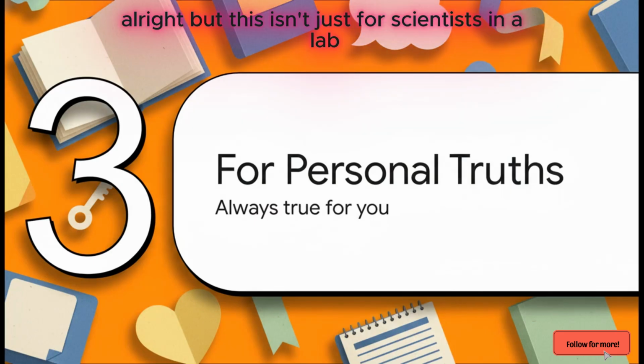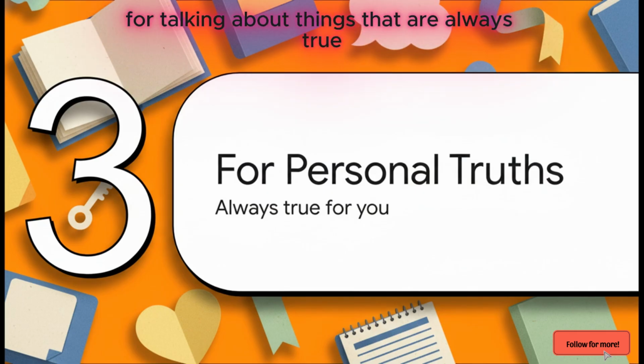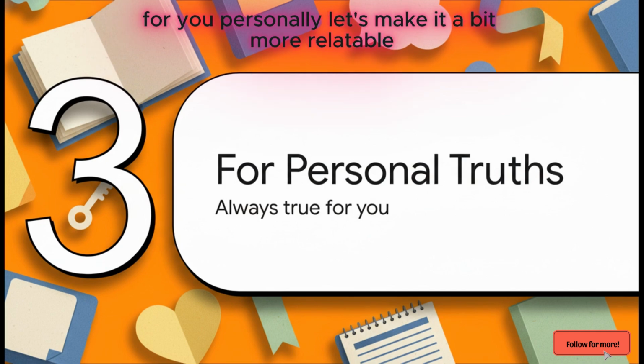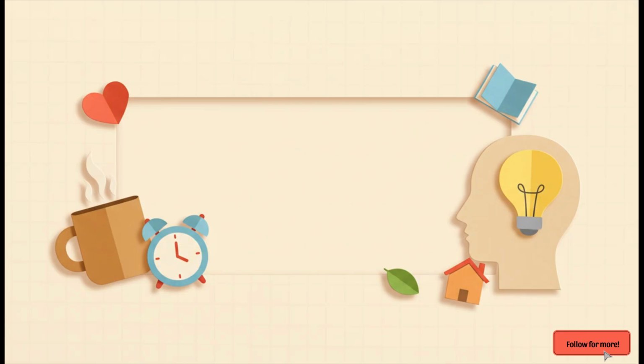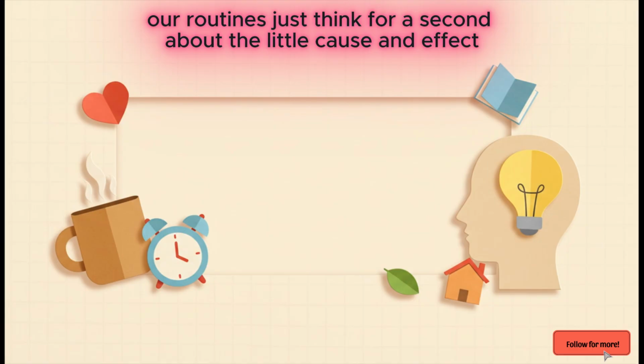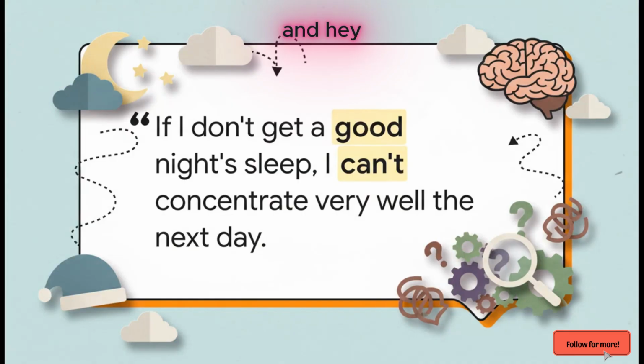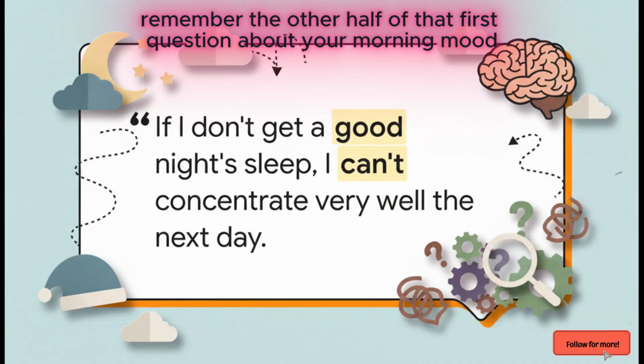All right, but this isn't just for scientists in a lab. Let's bring it back to you. The zero conditional is awesome for talking about things that are always true for you personally. Let's make it a bit more relatable. So we're shifting from these big universal facts to our own little truths. Our habits, our routines. Just think for a second about the little cause and effect things that happen in your life every day.